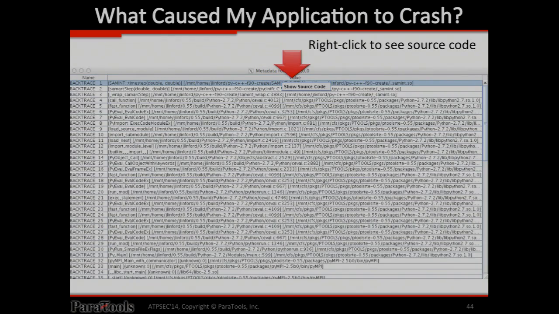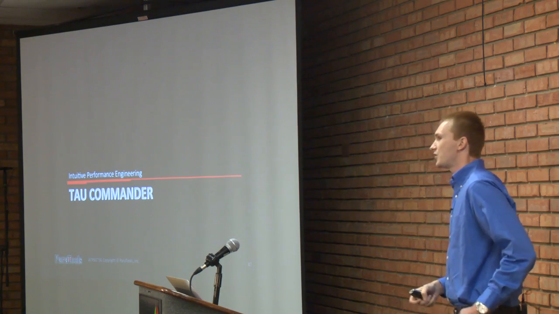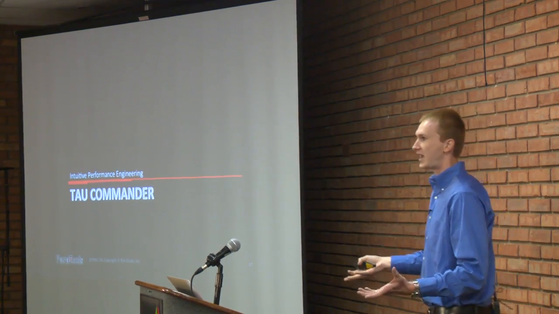With Tau, because we already have instrumented all the languages and all the call stacks, we can show you this across all language barriers. And in fact, if you right-click on one of the backtrace entries in Perf Explorer, it will open a source code browser and it will show you exactly what happened. Obviously, this math is not very good, and that causes the crash. So that's a high-level view of Tau.